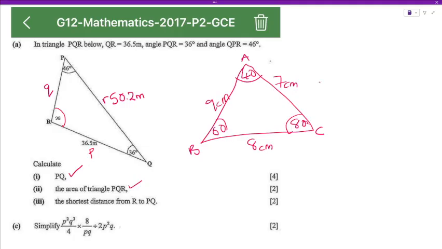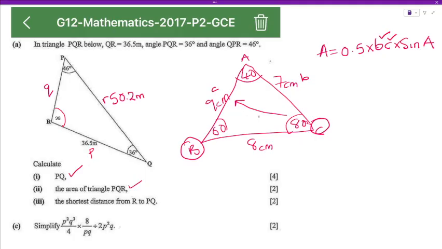When you're asked to find the area of the triangle, remember the formula is area is equal to 0.5. Remember I said we're not going to use the 1/2. 0.5 times bc times sine A. Okay, b and c are small letters, therefore they represent sides. So this side corresponds to the angle at B, therefore we'll call it small letter b. This one corresponds to the angle at C, therefore we'll call it small letter c. And then this side corresponds to the angle at A, therefore it will be called small letter a. We have named that triangle.